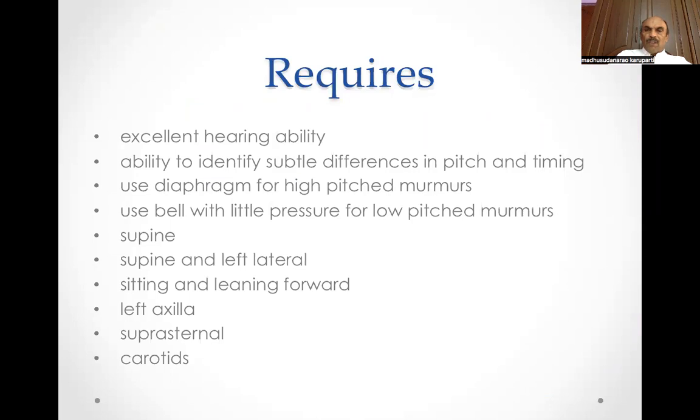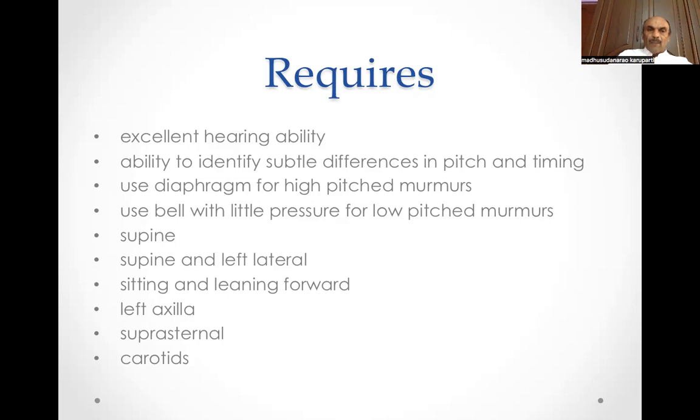Then proceed with the auscultation of the heart. The student who is ready to auscultate the heart of the patient requires excellent hearing ability. You should not have defective hearing. Your hearing should not be blocked by the presence of wax or something like that in the ears, and your mind and body should be put together. Keep total concentration and focus your attention on the auscultation of the heart.